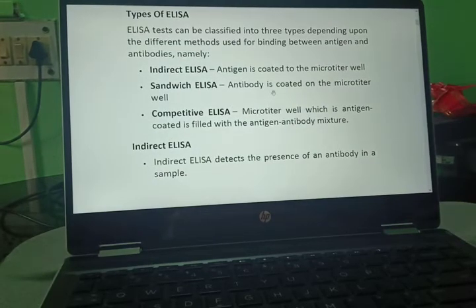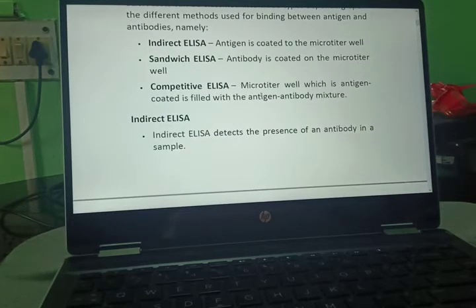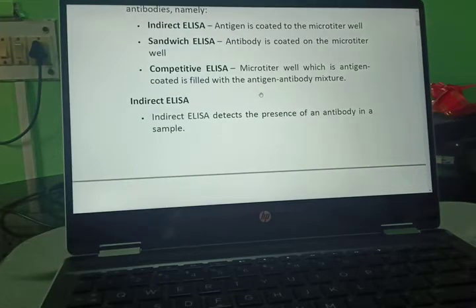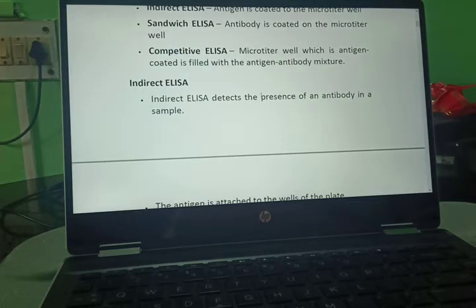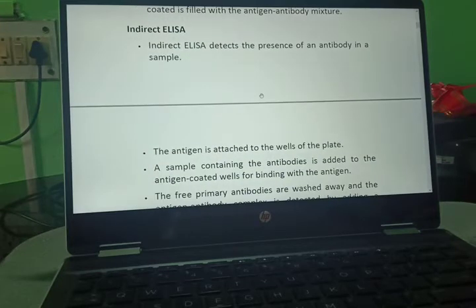Types of ELISA. ELISA tests can be classified into three types depending upon the different methods used for binding between antigen and antibodies, namely indirect ELISA, where antigen is coated to the microtiter well; sandwich ELISA, where antibody is coated to the microtiter well; and competitive ELISA, where the antigen coated microtiter well is filled with the antigen antibody mixture.